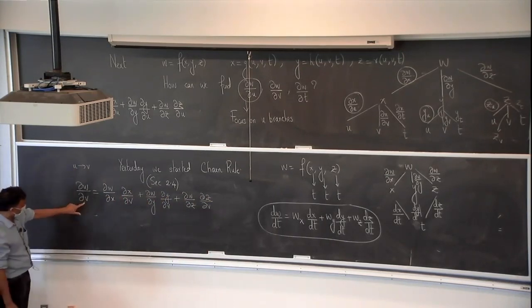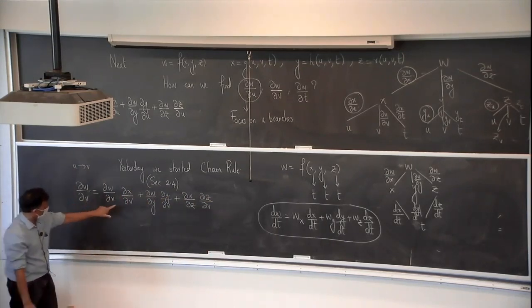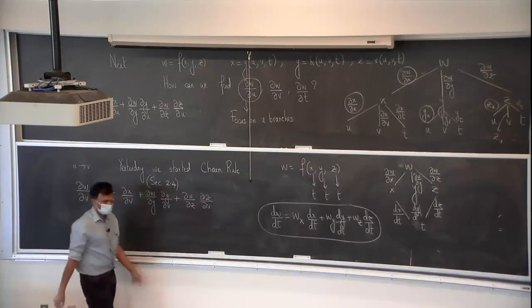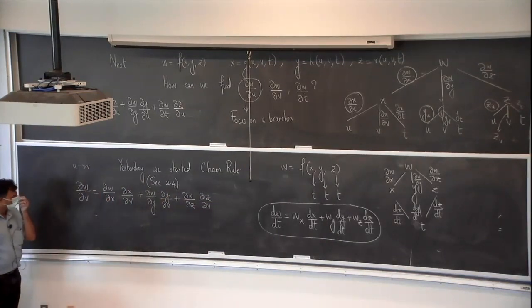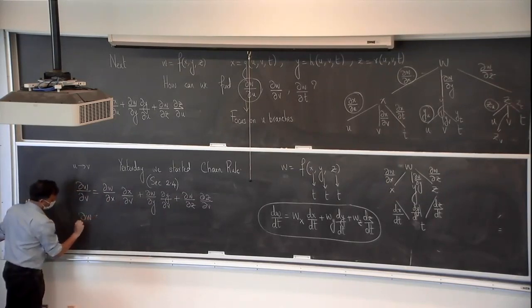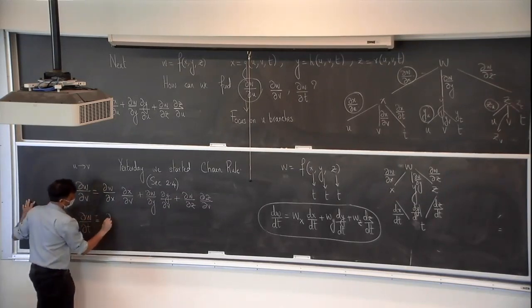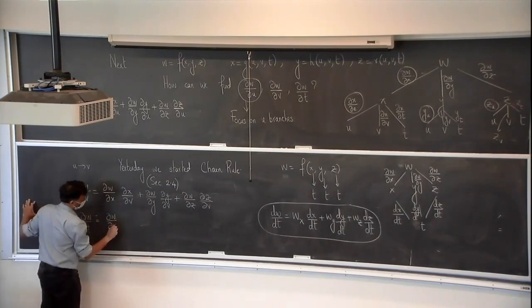So just make sure that everything is agreeing here. There's a v, v, v, v. And it goes without saying, if you want w with respect to t, let's change the v to t. And so on.